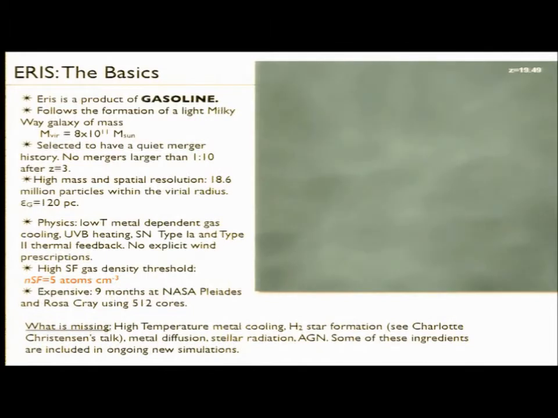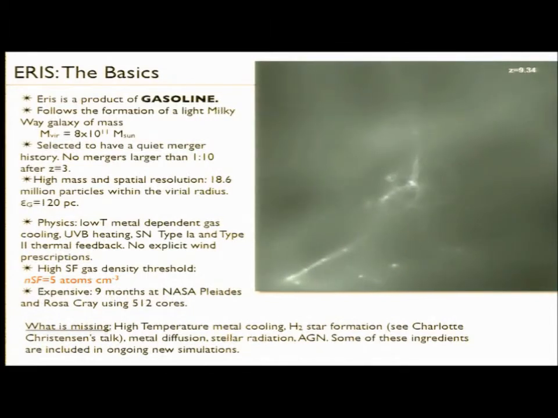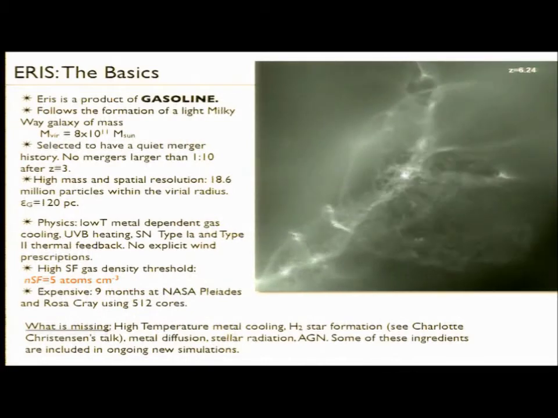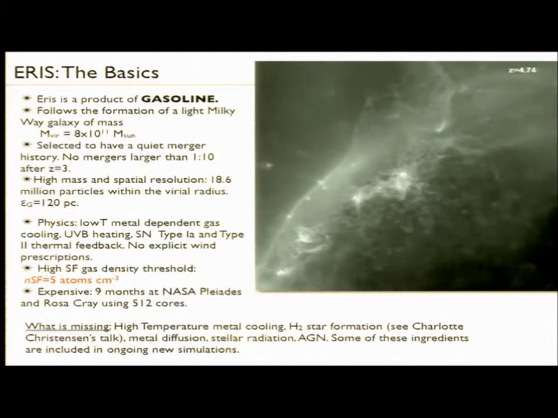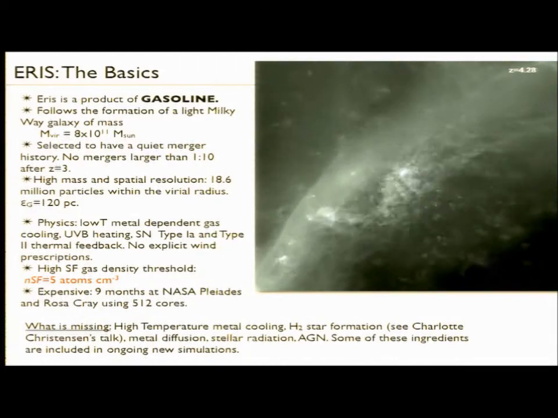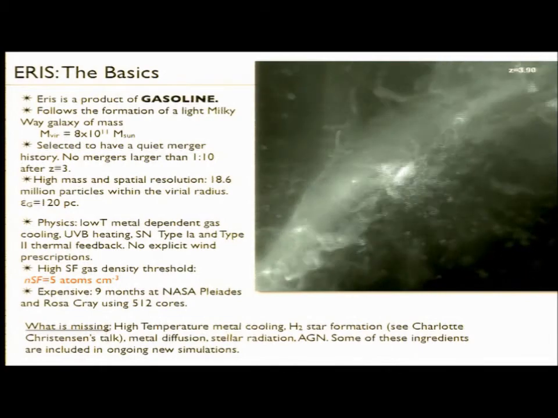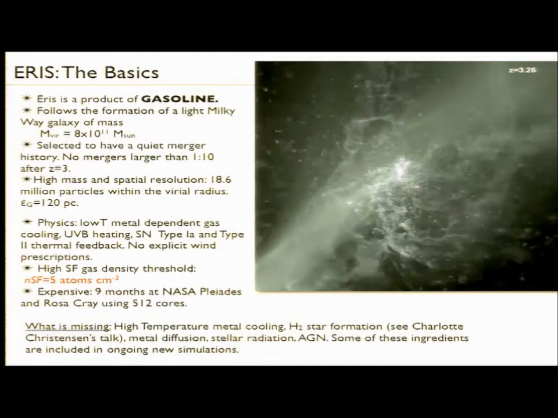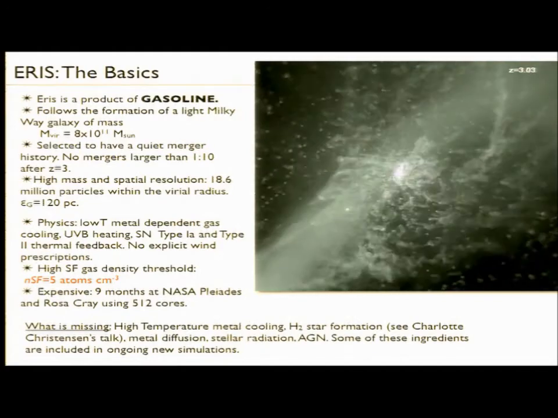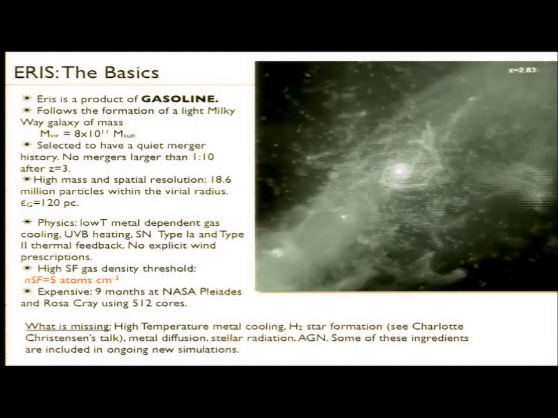So the simulation is a product of Gasoline. It follows the formation of a light Milky Way galaxy of 8 × 10^11 solar masses. And it was selected to have a very quiet merger history. So there are no mergers, basically, after redshift 3. There are only very minor mergers, with ratios less than 1 to 10. And the spatial resolution is 120 parsecs. We follow that with 18.6 million particles within the virial radius.